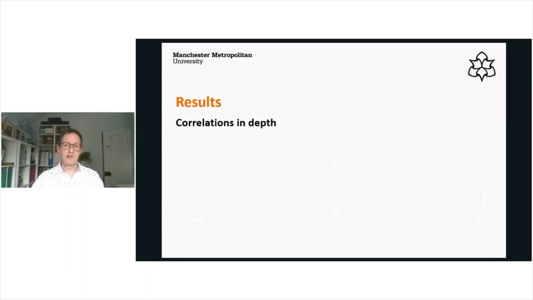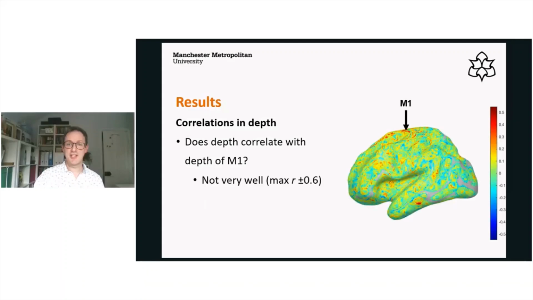But there's another way to think about correlation, and that's to take places that we usually use to set our dosage, for example, primary motor cortex, and see if the surface of the cortex correlates in depth with that region of interest. So taking the primary motor cortex, adding a little seed region here at the top, does the depth of the cortex correlate well with the depth of that region of interest?